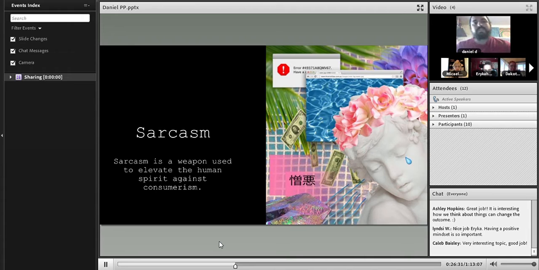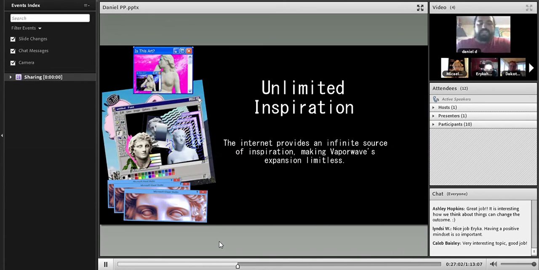The most important thing about vapor is the sarcasm. Sarcasm elevates the human spirit, and it can inspire true virtue. It is used as a weapon to point out how ridiculous consumerist society is. So they will put a lot of product placement. Here they just put literal cash dollars in there, and Fiji water is one of the ones they like to use the most, to point out just how ridiculous consumerism is.